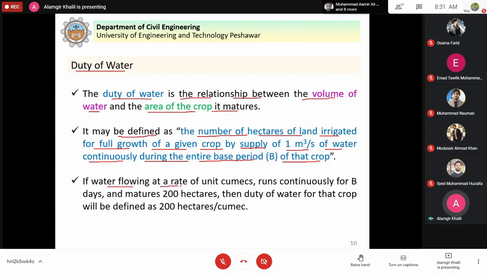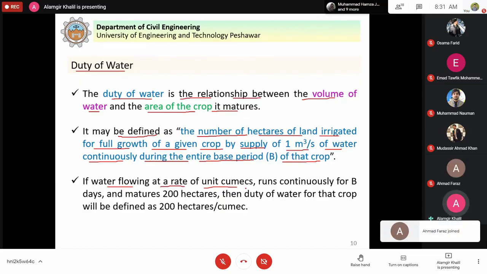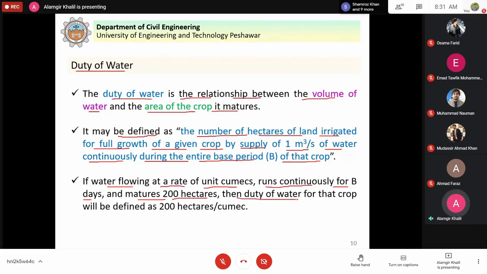If water flowing at a rate of unit cubic meter per second runs continuously for B days and matures 200 hectares, then the duty of water for that crop will be defined as 200 hectares per cubic meter per second. The duty of water is represented by D. So unit discharge flowing over an area for irrigation of a crop for the base period, the number of hectares of land irrigated, is known as the duty of water.